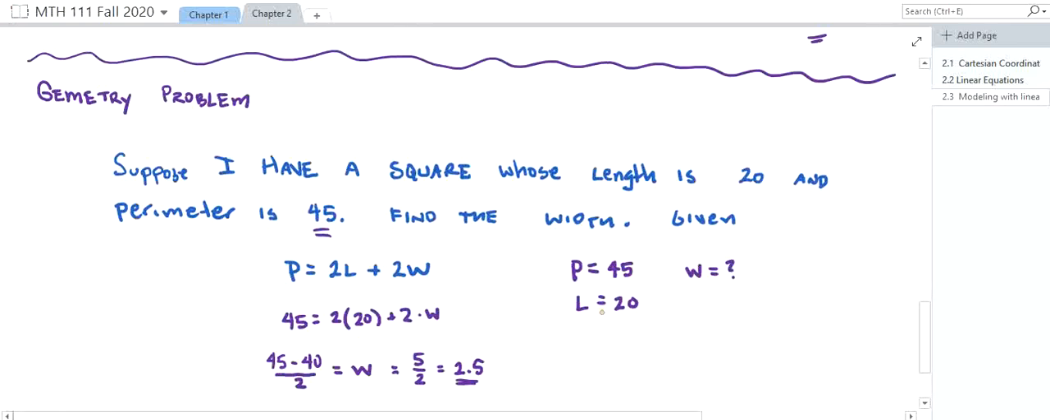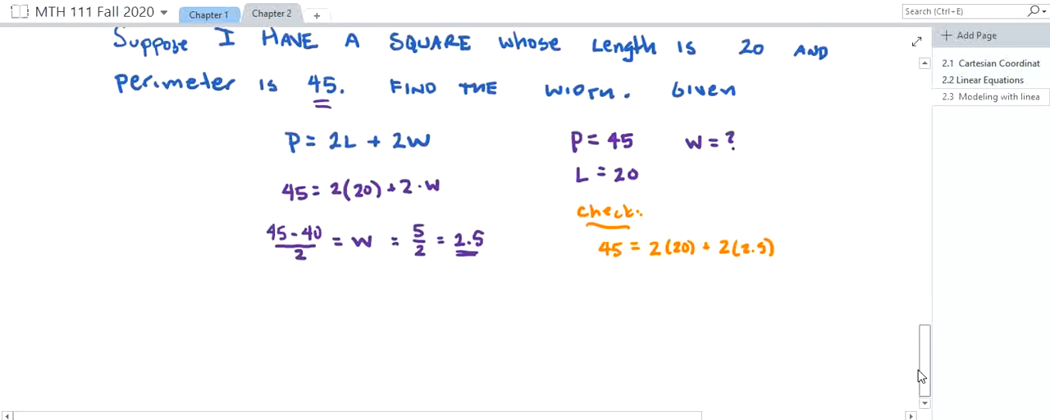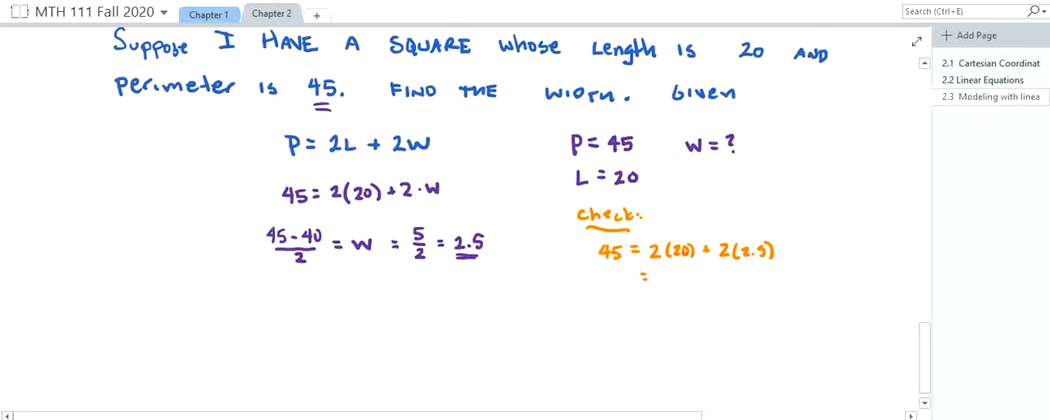So the only thing left to do is check this. Make sure that it works in our equation. So our width is 2.5. So we have 45 equals 2 times 20 plus 2 times 2.5. So this equals 2 times 20 is 40. 2 times 2.5 is 5. This equals 45. So 45 does equal 45. So that looks like we did a good job.